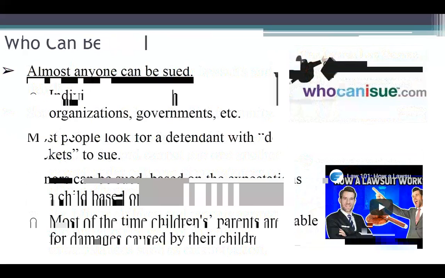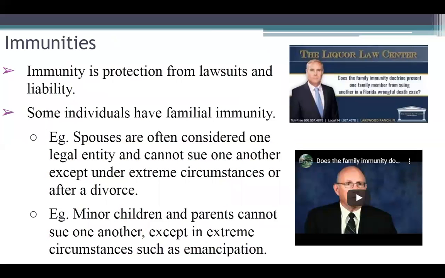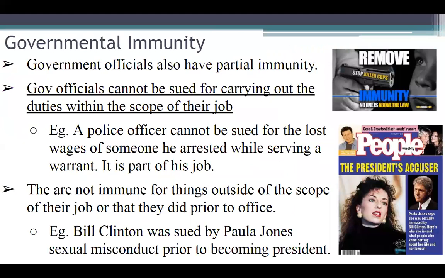For example, spouses are often considered one legal entity, and so they cannot really sue each other in certain states, except under extreme circumstances or after a divorce, right? Minor children and parents also cannot sue each other, again, except in extreme cases such as emancipation, right? Because it's all within the family, traditionally, it's the family's responsibility to sort it out, right? But within the nuclear family, the parents and the children, right, there really isn't a whole lot of legal recourse. You have what's called familial immunity, right?